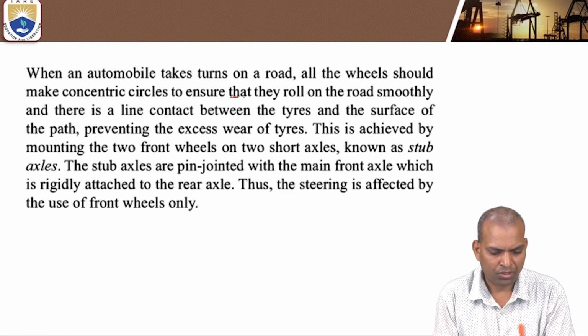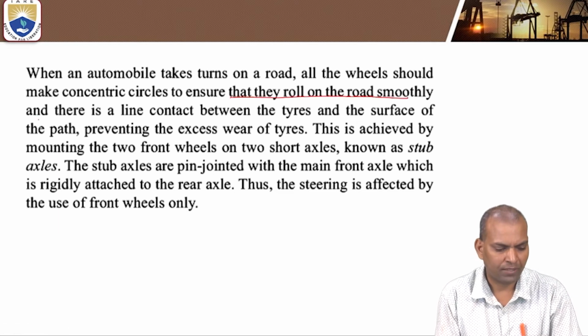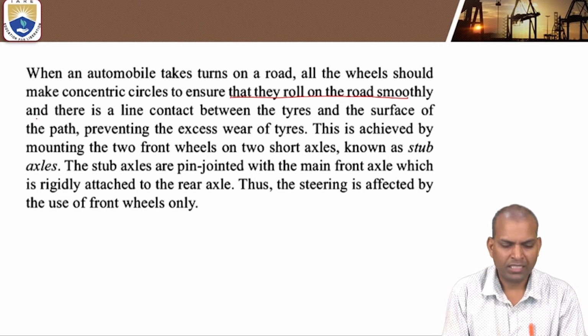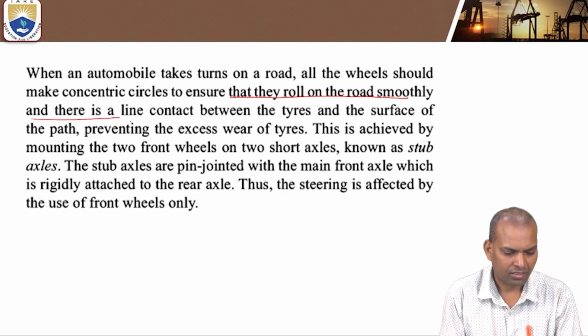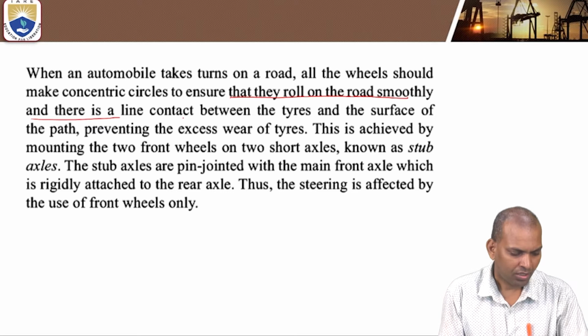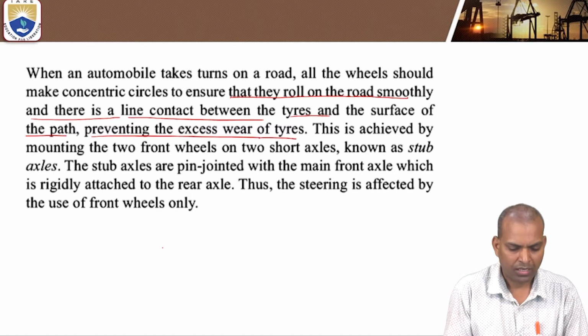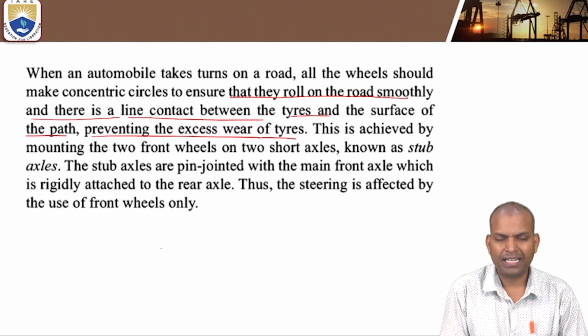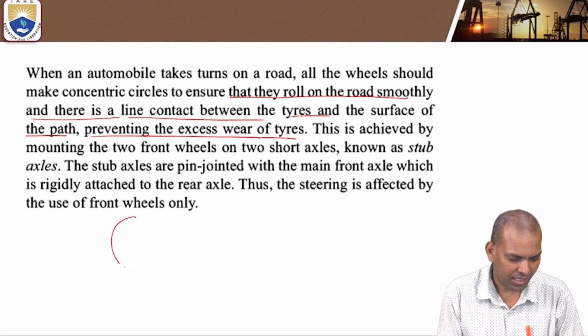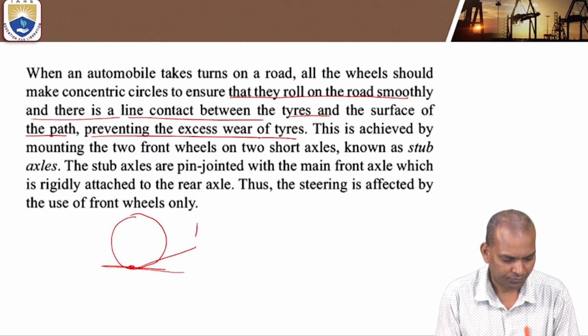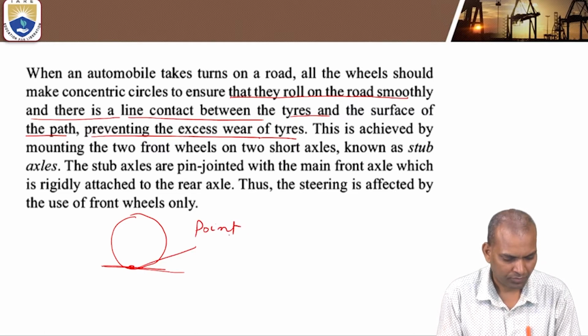Now when an automobile takes its turns on the road, all the wheels should make concentric circles to ensure that they roll on the road smoothly. And one more thing is that there is a line contact between the tires and the surface of the path, preventing excess wear of tires. Very important is that the contact between the wheel tire and the surface is a point contact.